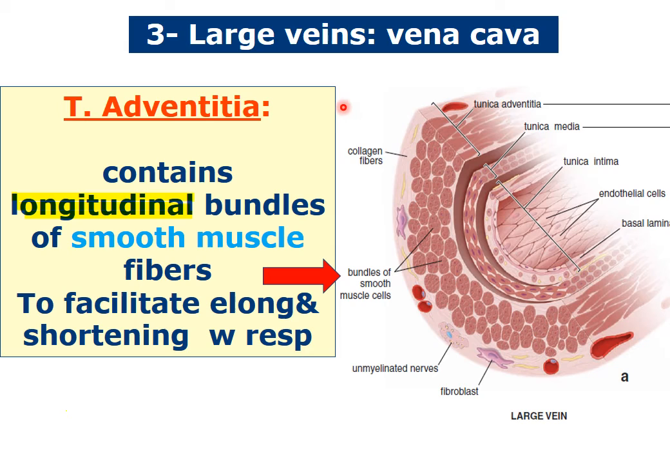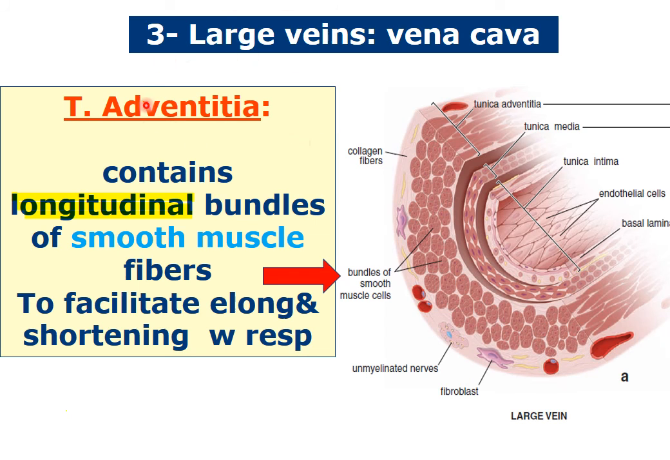What about large veins? As I have said, veins are classified into small veins known as venules. They are connected with capillaries, the venous side of capillaries. Then the larger one is known as the medium-sized vein, and we have taken it in the form of a comparison with the medium-sized artery. Then we have large veins, for example, the inferior vena cava and superior vena cava.